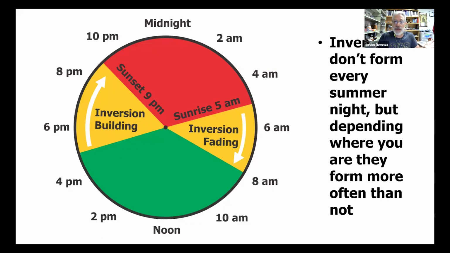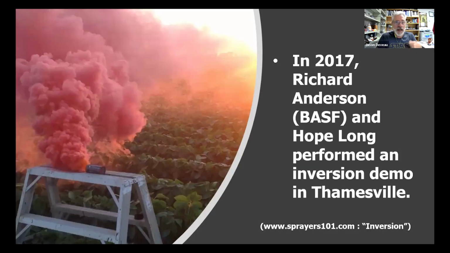It gets more and more intense, or that ceiling gets higher and higher through the night until the sun comes out the next day, wind picks up, you start to get that mechanical churning of the atmosphere, and the inversion burns off. So if you're a night sprayer, you might be spraying in inversions. And what can that possibly look like?